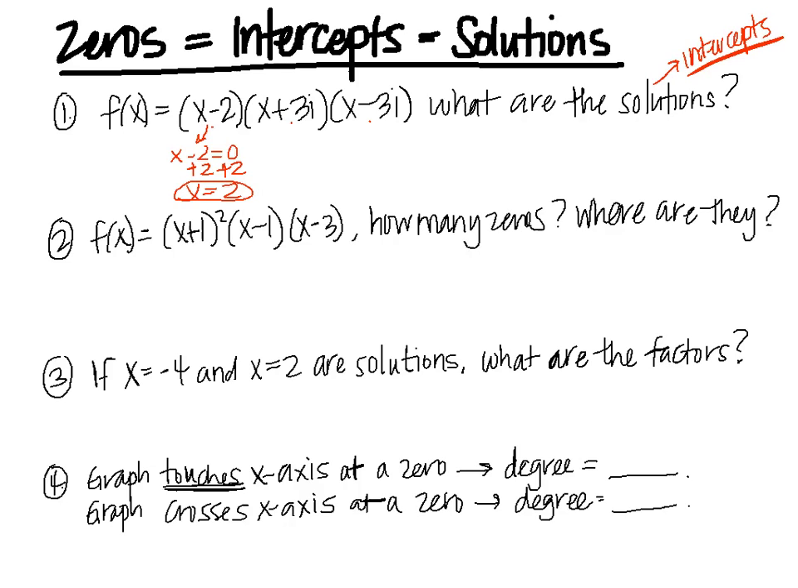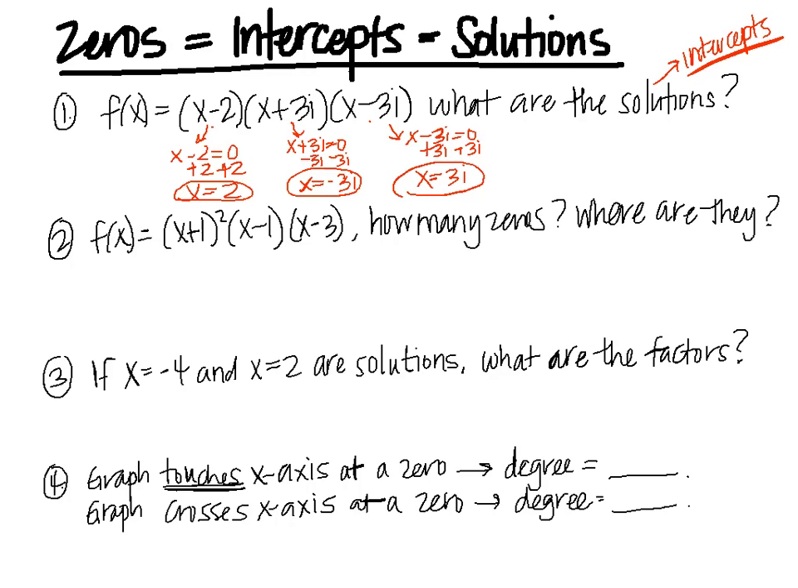So we have one intercept or solution of x equals 2, and we're going to do the same thing. If I have x plus 3i equals 0, when I subtract 3i to move it to the other side, I get that x is negative 3i. So there's our second solution. Now, it's an imaginary solution, which means you're not going to see it on a graph. So it's not going to intersect the x-axis, but it is still considered a solution. Third one, if I have x minus 3i equals 0, I'm going to add 3i to both sides. Therefore, I get that x is 3i.